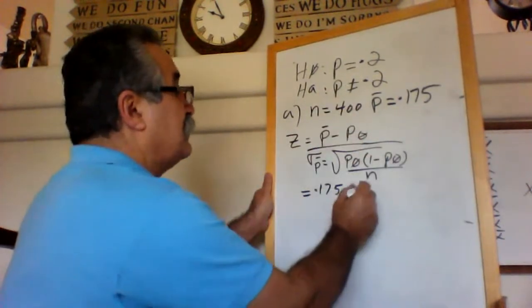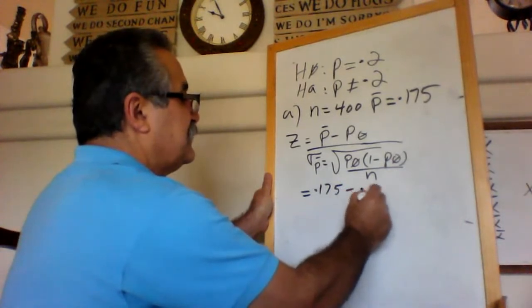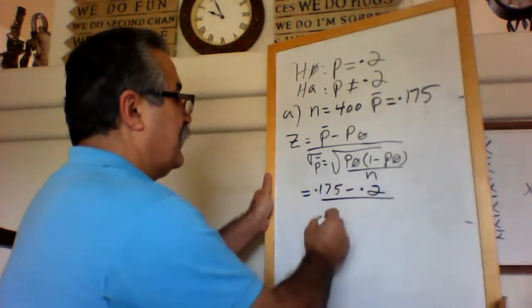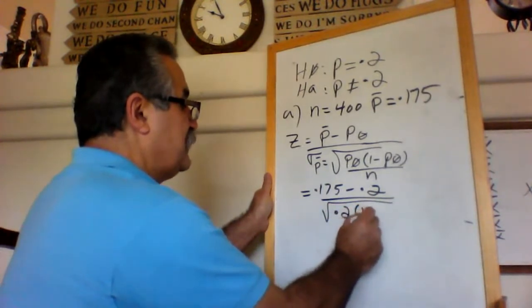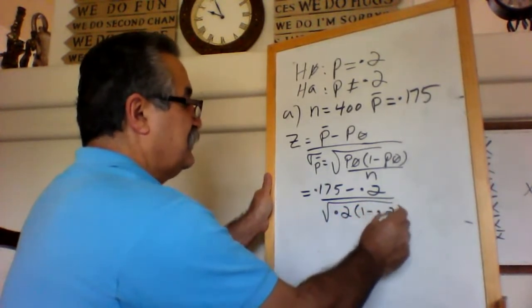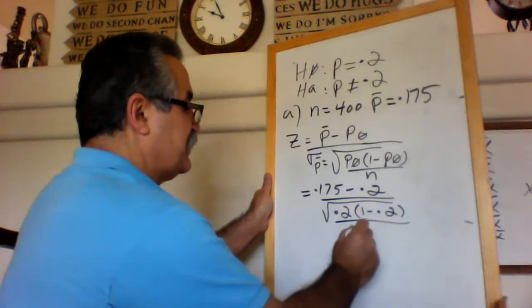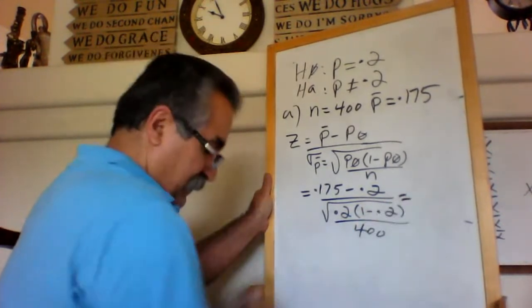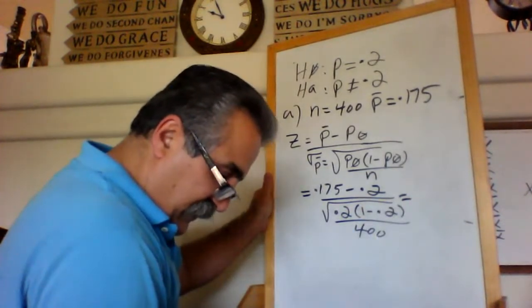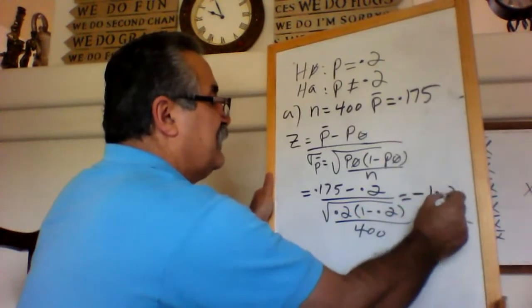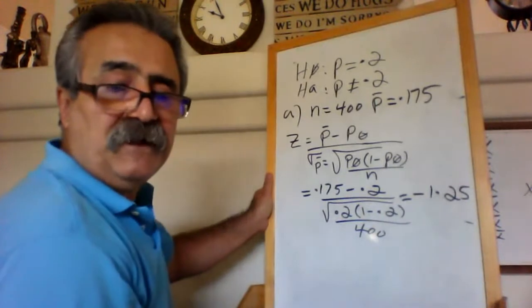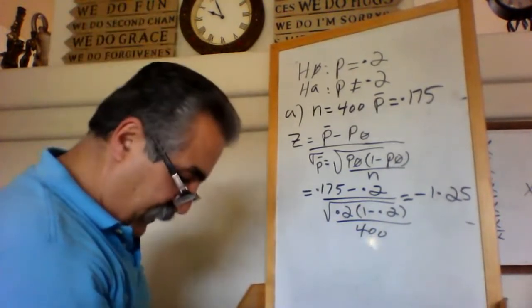P sub 0 is equal to 0.2, divided by the square root of 0.2 times 1 minus 0.2 divided by n, which is 400. So Z comes out to be negative 1.25. That's for part A.